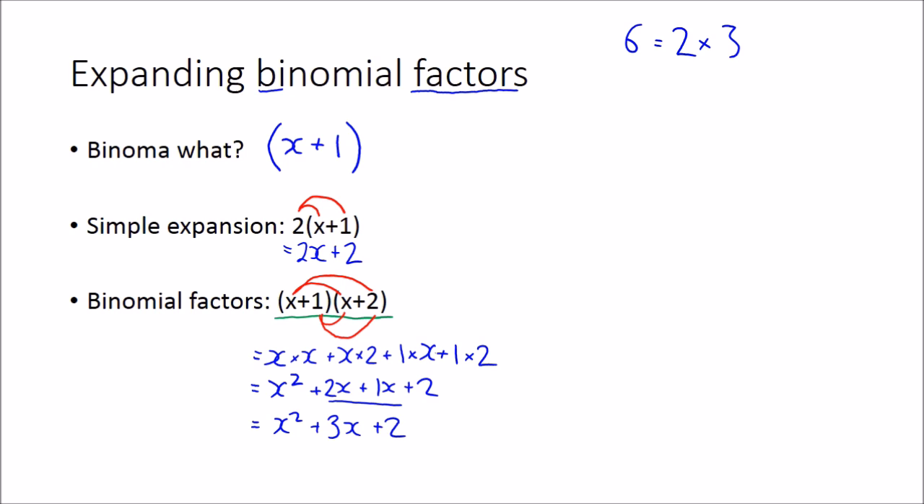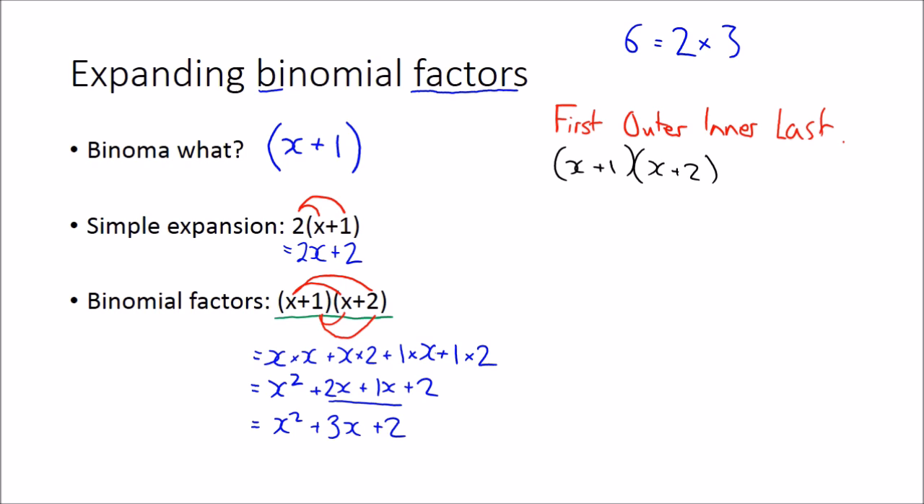Now, another way of doing this, another way of reminding us of what we need to do, is what's called FOIL. FOIL is first, outer, inner, last. And what it's telling us to do is that we need to multiply x. Let me just rewrite this for us.